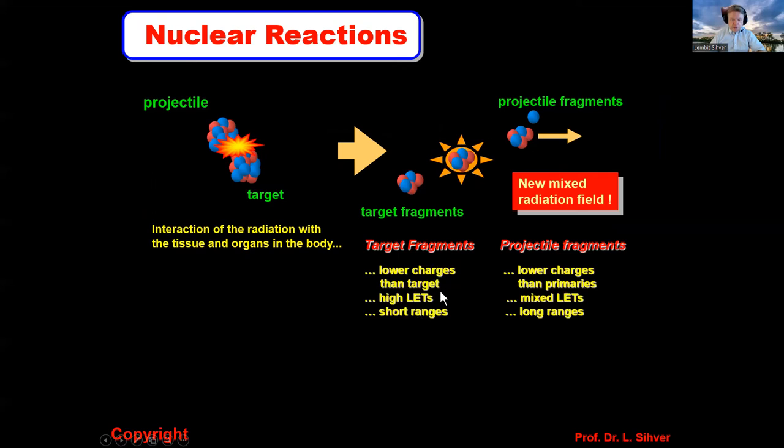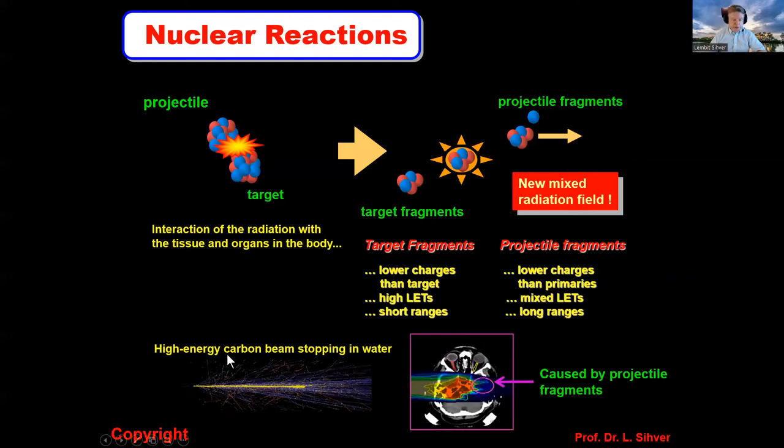The target fragments have lower charges than the projectile, higher LETs, and short ranges. Projectile fragments have lower charges than the primaries, mixed LETs, and some of them have long ranges and can therefore penetrate beyond the tumor and cause this tail in the Bragg curve. This is an example of a high energy carbon beam stopping in water. And this is treatment of a brain tumor with one field of carbon ions hitting the tumor here. We can see there's dose after the tumor, which is caused by the projectile fragments.